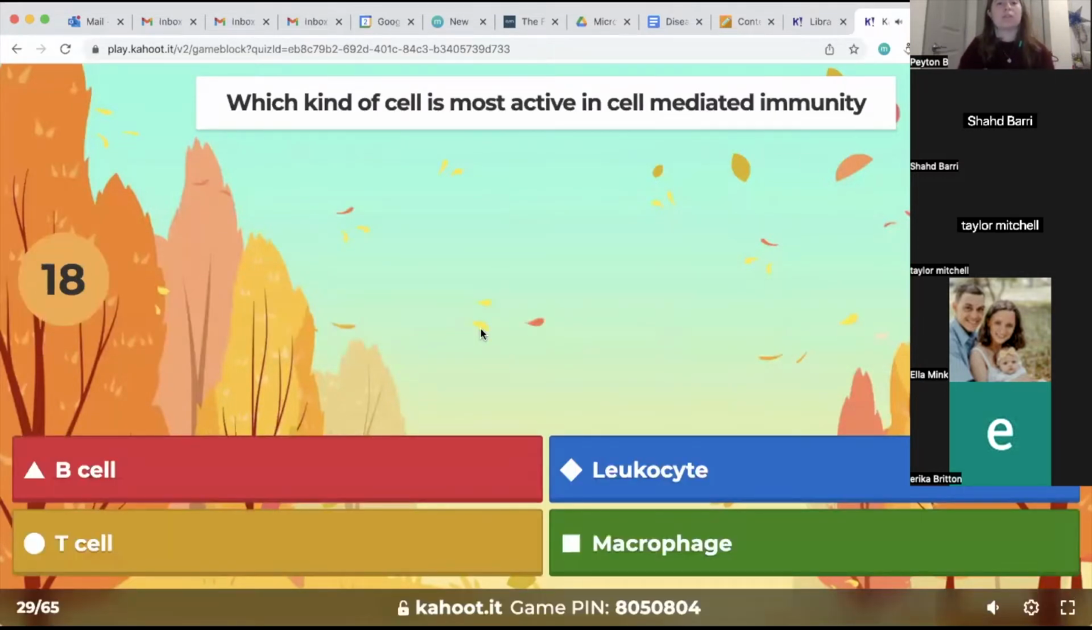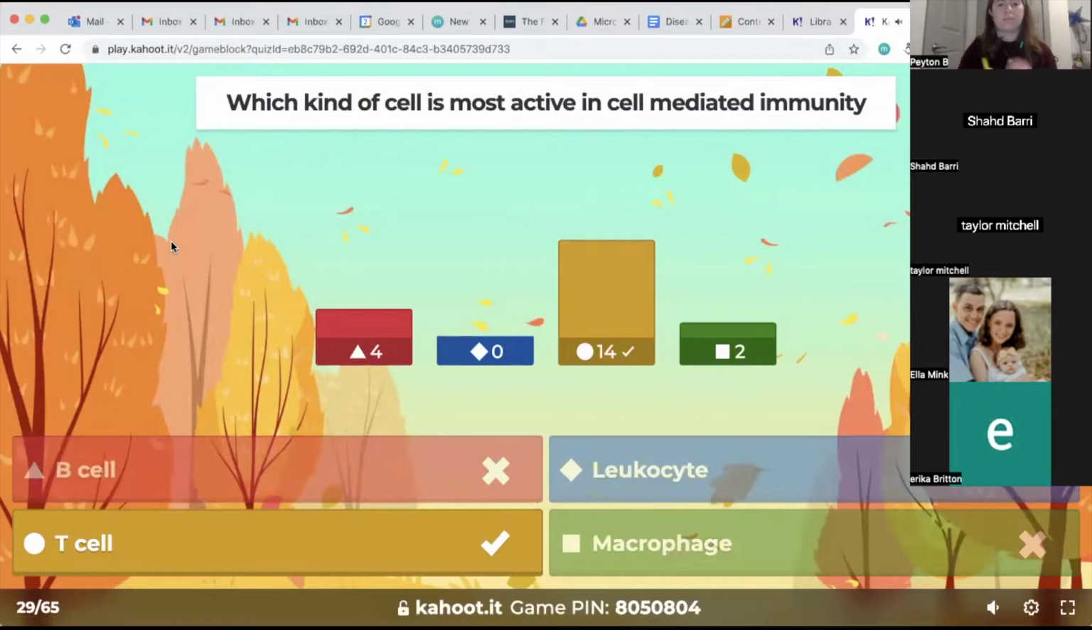Which cell is most active in cell-mediated immunity? It is T cells, not B cells. B cells are active in humoral immunity, so outside of the cell. T cells are the ones that are active in cell-mediated immunity, so stuff that's already gotten inside of the cell.